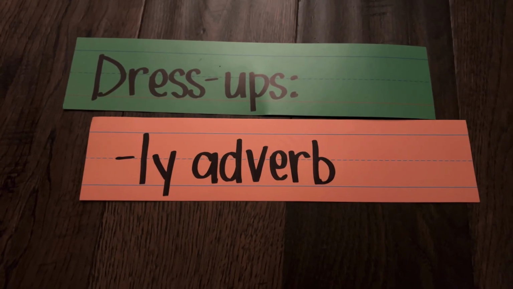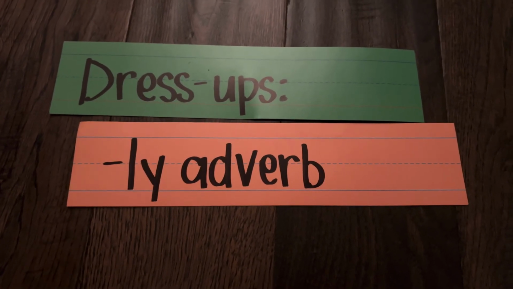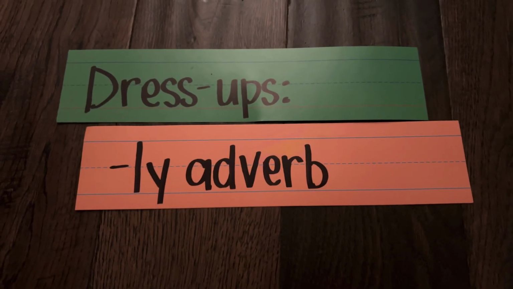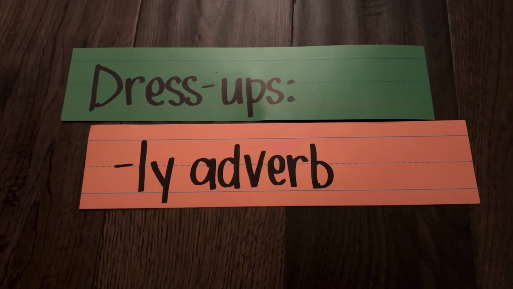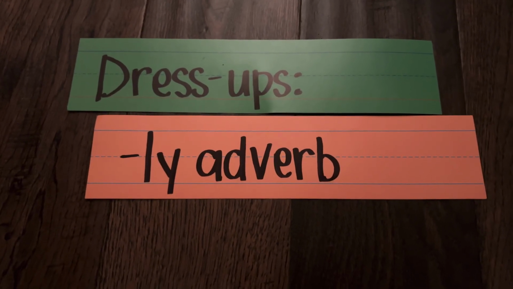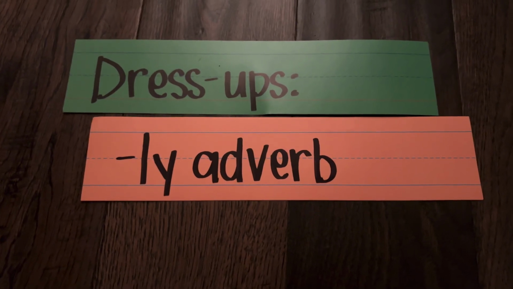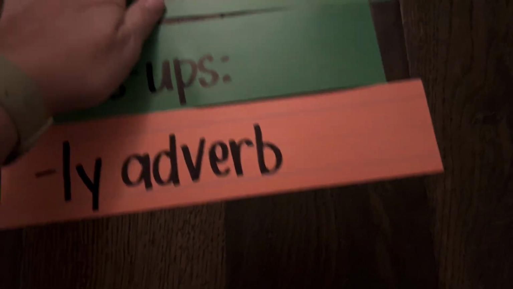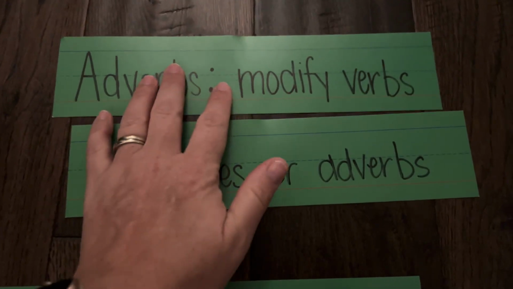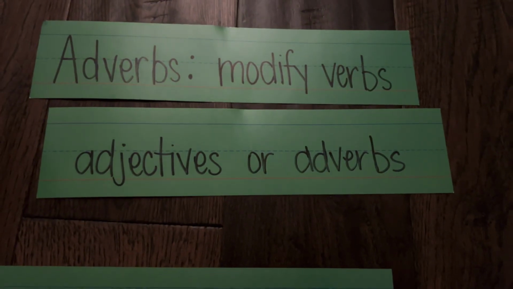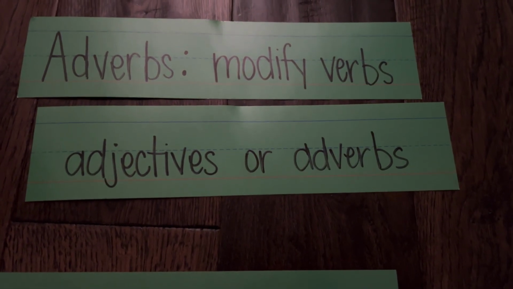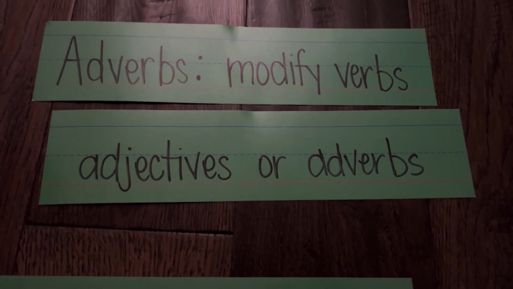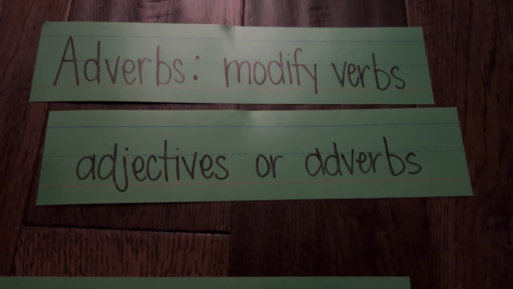So the first dress up that we're going to be talking about is an ly adverb. Now you're thinking, I know what a subject is, I know what a predicate is, I know what a verb is, I know what a noun is, because those are things that we've talked about so far. But what is an adverb? Well, here we go. An adverb modifies a verb, an adjective, or another adverb. That's the grammatical definition of an adverb.